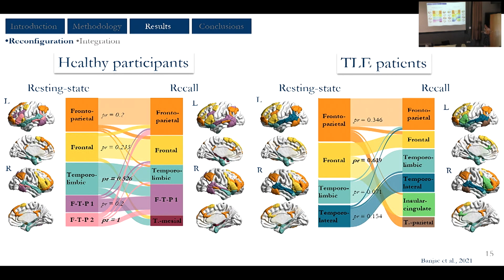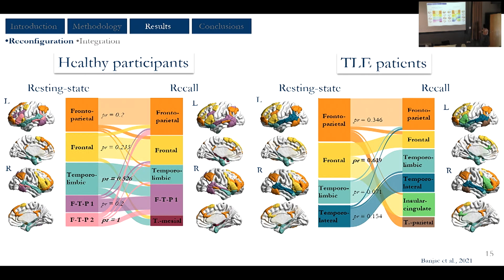However, in temporal lobe epilepsy patients, we saw a different pattern of dynamic reconfiguration. First of all, when moving to recall, they had higher segregation, meaning more modules. There was no segregation of this temporomesial module. However, there was a segregation of insular, cingulate and temporoparietal regions that were mostly composed of regions belonging to control and attentional networks, suggesting that these were processes that they needed more.